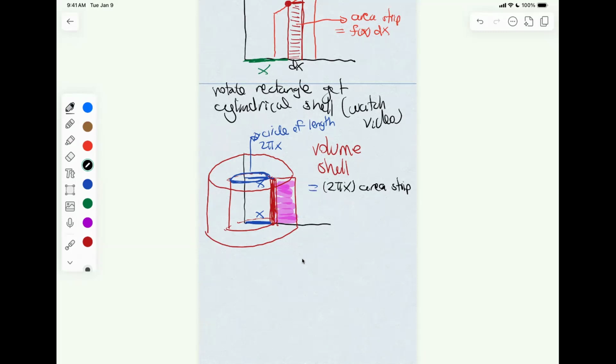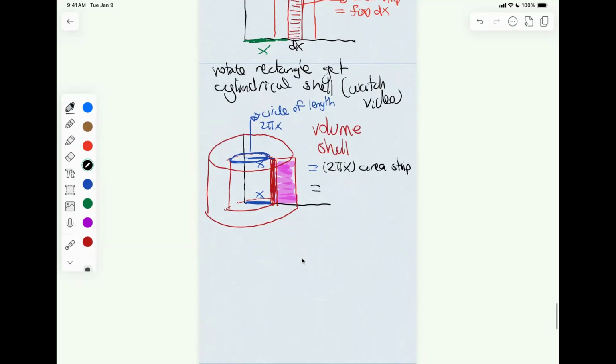So the sweep out is the circumference of the circle, which is 2 pi r, because here the radius is x, times the area of the strip. If this formula doesn't make 100% sense, it takes some time to digest. But I do want to write it before wrapping today's class. The area of the strip was f of x dx, and so what is the volume? You integrate, right? The volume is the integral from a to b of 2 pi x f of x dx.